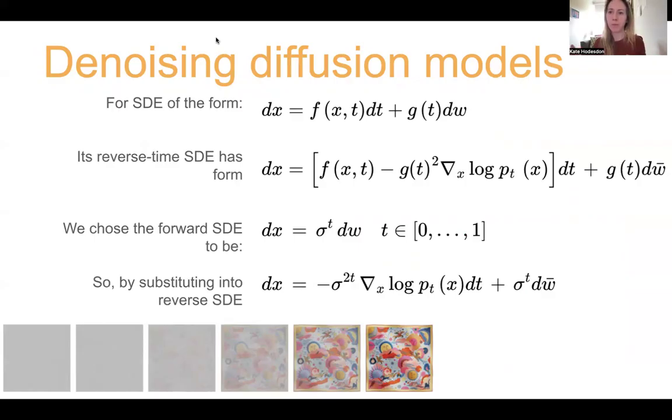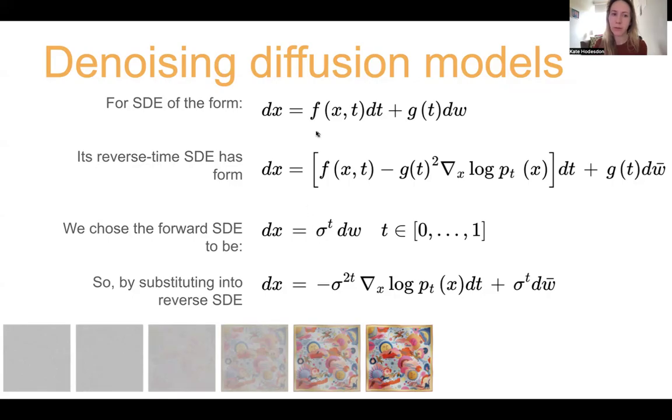Okay, so now we can put all of this together. So we know that a stochastic differential equation that has this general form will have an associated reverse time SDE with this general form. And we chose our forwards SDE, our noising process, to be this relatively simple stochastic differential equation, sigma to the t. So then what we're going to do is just plug this into the general form and then see what that entails about the form that the reverse version takes.